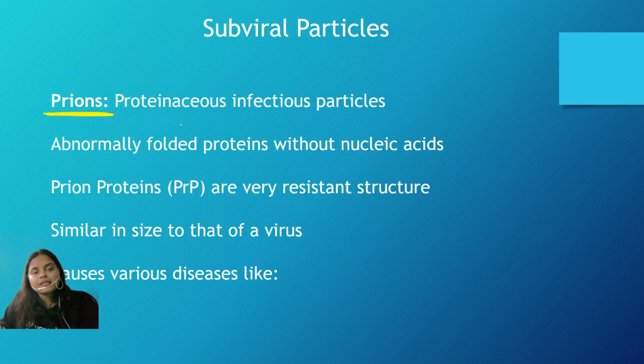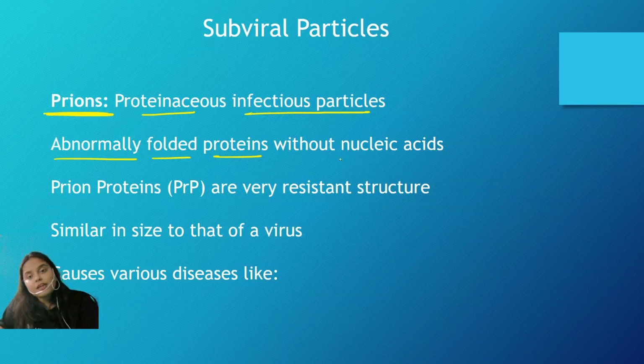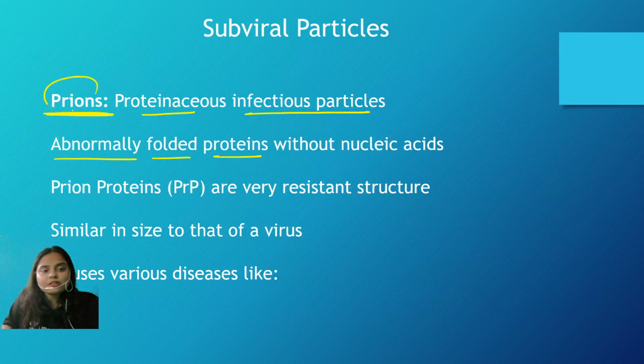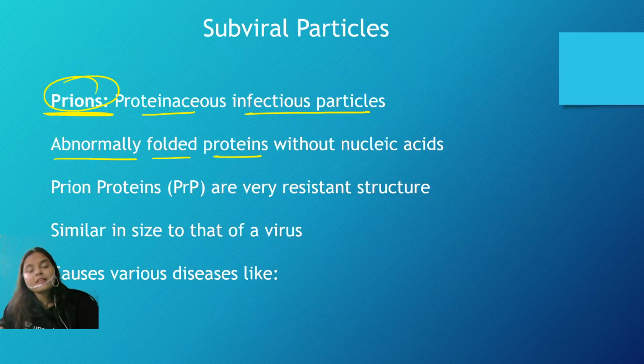Prions are basically proteinaceous in nature. So they are proteinaceous infectious particles. Okay. So abnormally folded proteins without any nucleic acid. That means prions do not contain any nucleic acids. They are just the proteins which are now not present in their normal configuration. That means now they are abnormally folded.